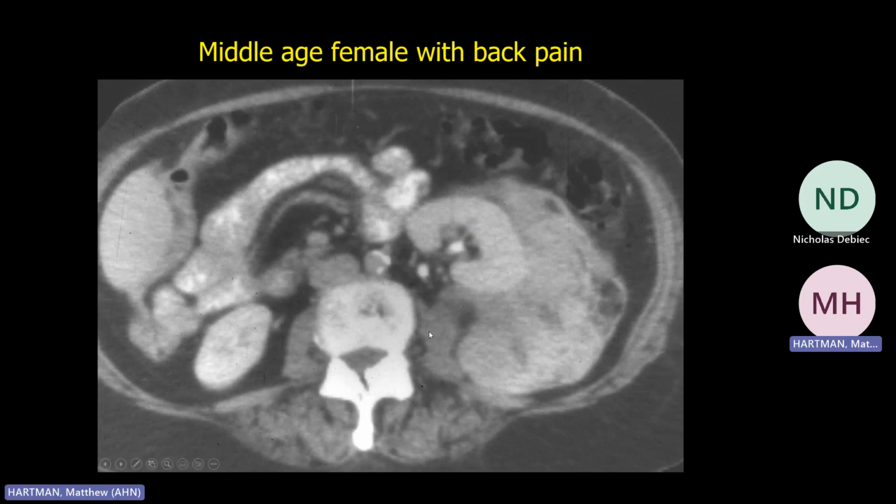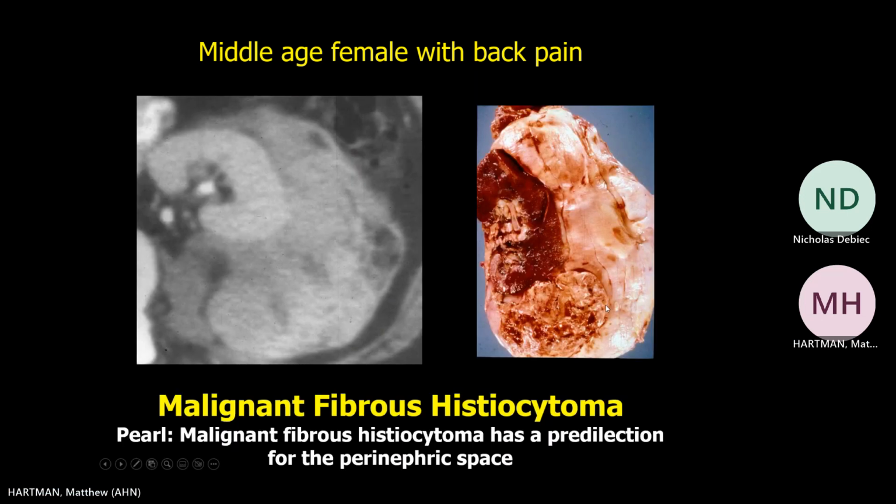So middle-aged female with back pain. We get a perirenal tumor, looks solid. Maybe there's some fat, maybe there's not, maybe that's engulfed fat. Again, it's going to be a differential case. That's lymphoma and malignant fibrous histiocytoma. This is a tumor that likes the perirenal space. Again, it's a differential case. No way you could nail this preoperatively.